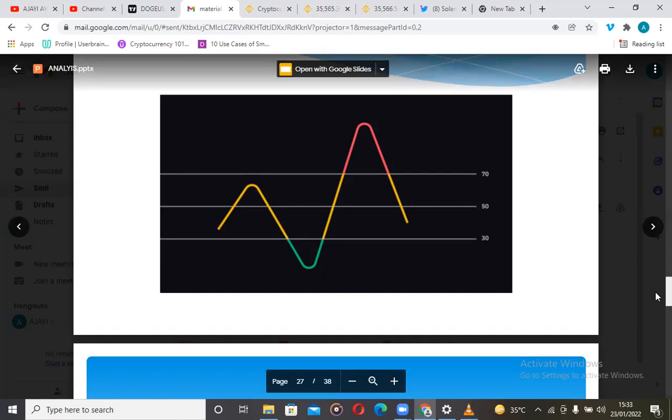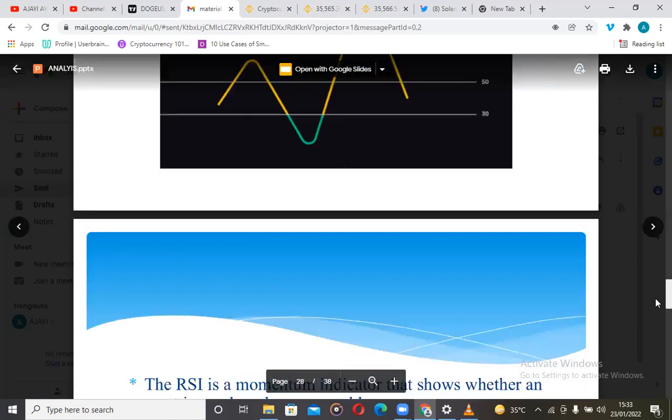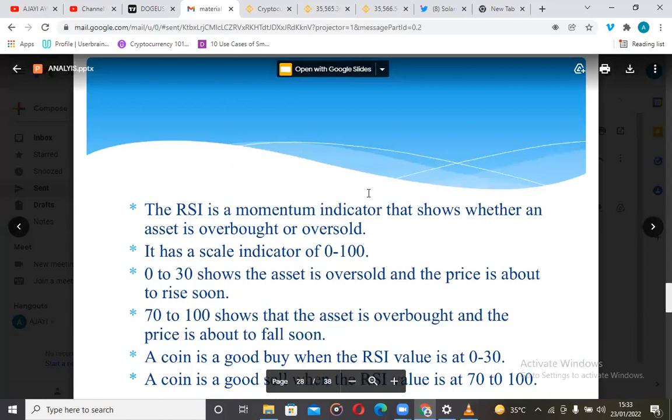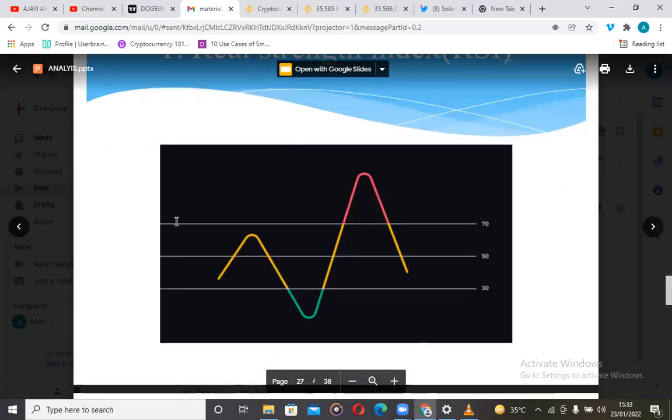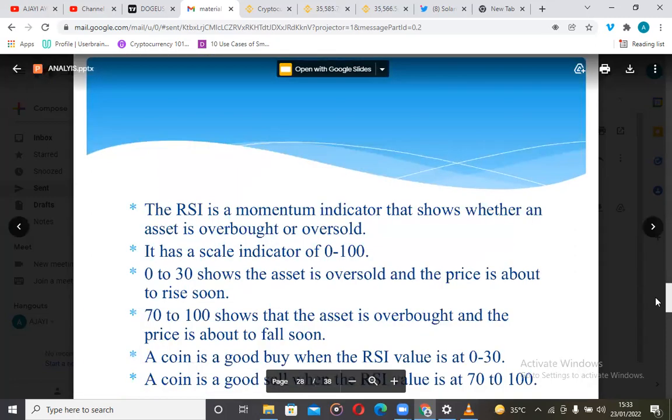Now let me explain before I go into the practical use. I said it's a momentum indicator that shows whether an asset is overbought or oversold. So it is always fluctuating, going up and down. Some traders will tell you it's an oscillator. Yes, it's also an oscillator.